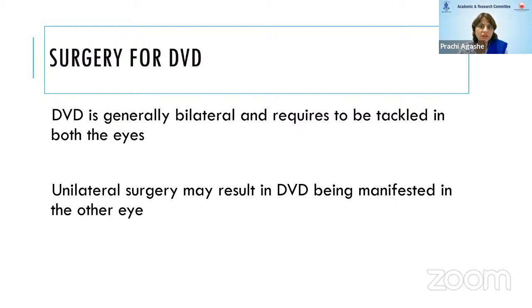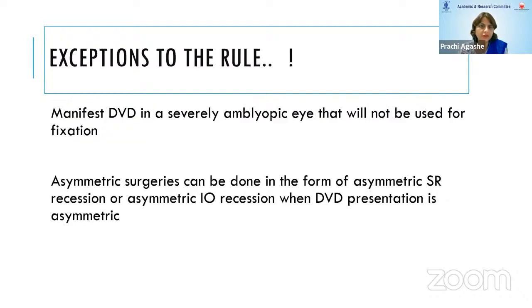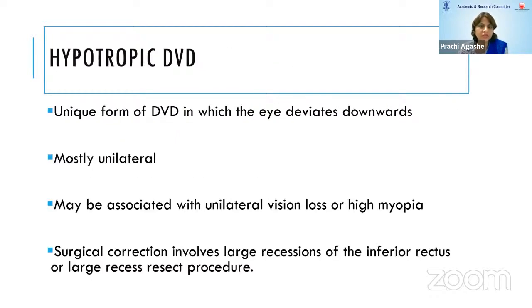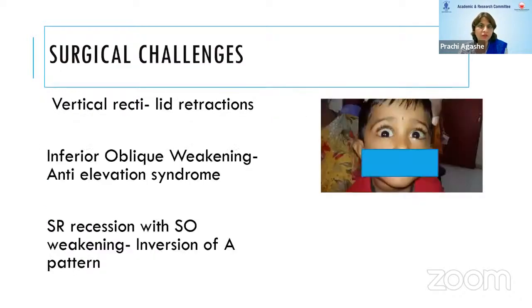DVD is generally bilateral and requires to be tackled in both the eyes. Unilateral surgery may result in DVD being manifested in the other eye. Exceptions are a severely amblyopic eye, and asymmetric surgeries to be done where asymmetric presentations are present. A unique form of DVD is a hypotropic DVD, wherein the eye deviates downwards. It's mostly unilateral, associated with vision loss or high myopia, and surgical correction involves recessing the inferior rectus.